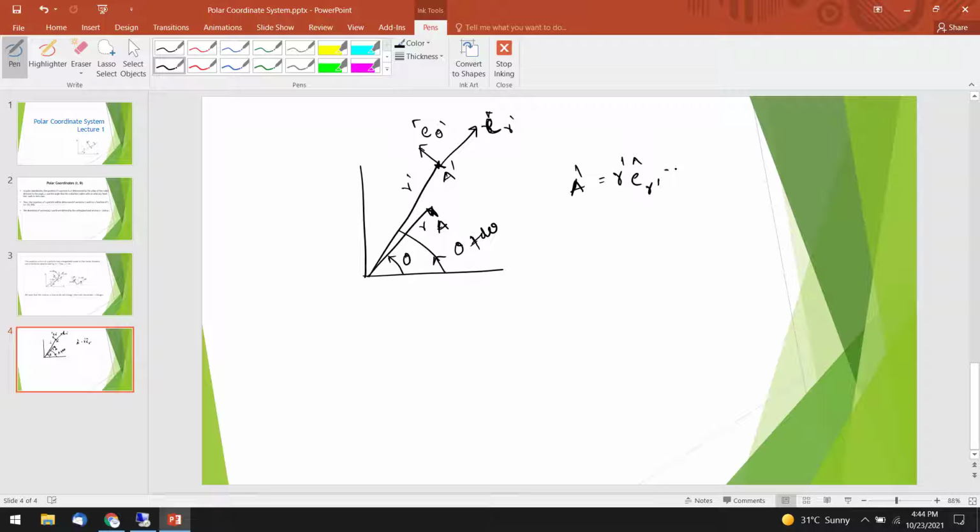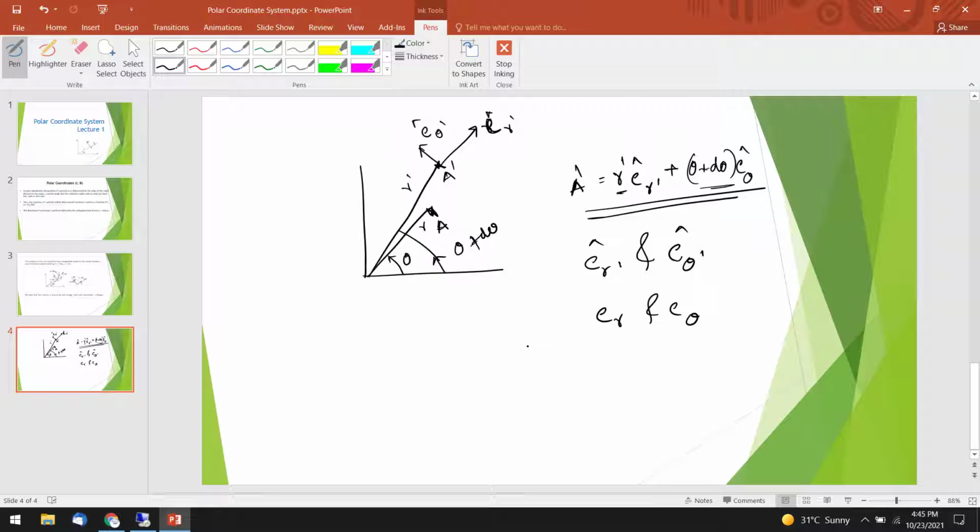So we want to know what these are. We know r dash and theta plus d theta. Consider we know these magnitudes. These are magnitudes, and er dash cap and e theta dash cap are the new vectors, the new directions. We only know er and e theta, they were the previous.